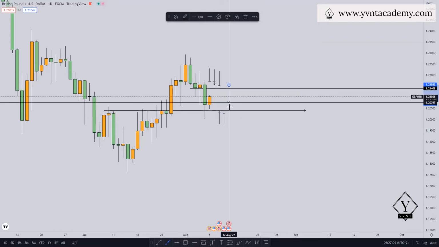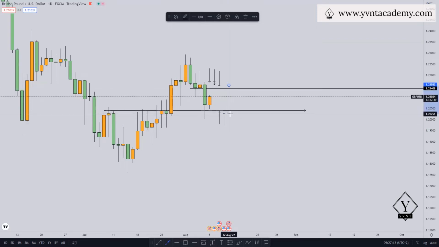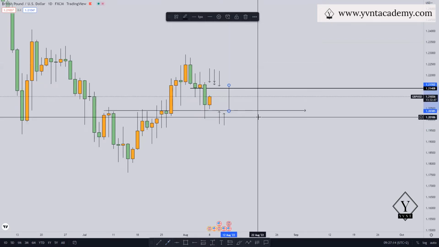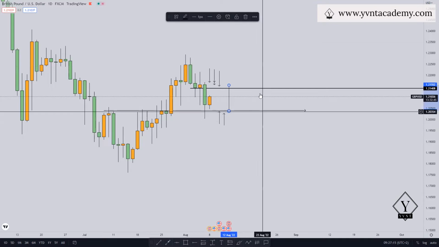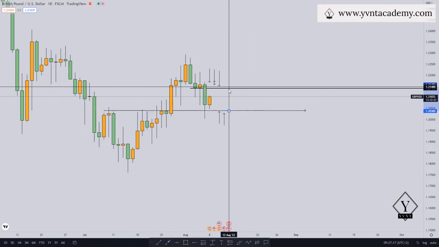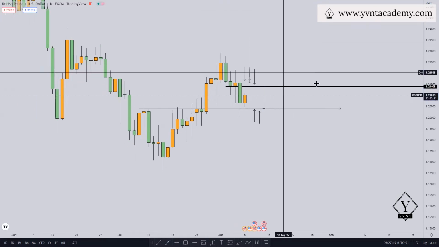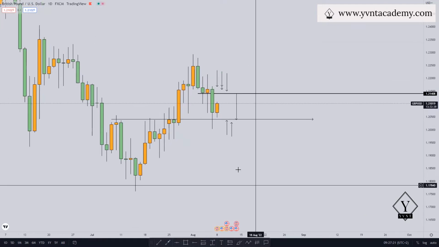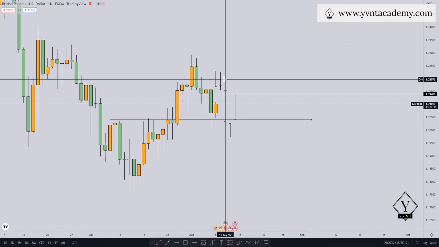Please make sure that when you take trades, your targets are realistic. Don't be targeting home runs when you can see the market is reacting at certain levels. So at GU, this is what I'm going to be expecting.